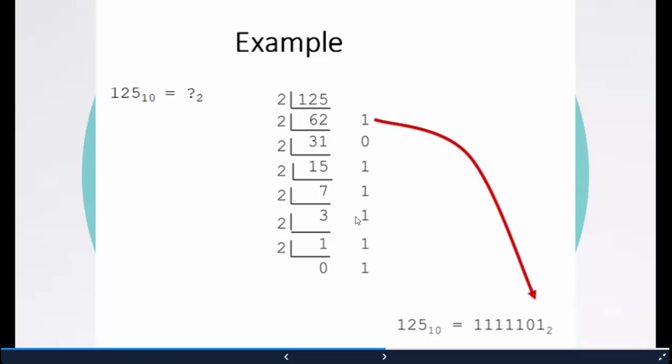That's why we have this one again. 3 divided by 2, and the answer is 1. There's a remainder 1. We still have to divide this last one. 1 divided by 2 is 0, and the remainder is 1.